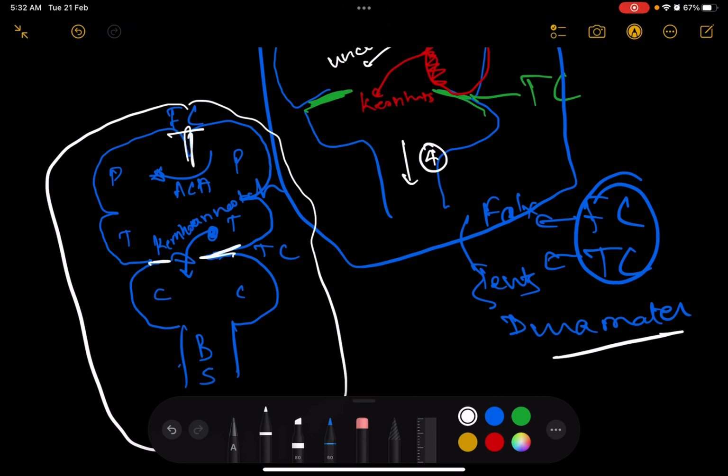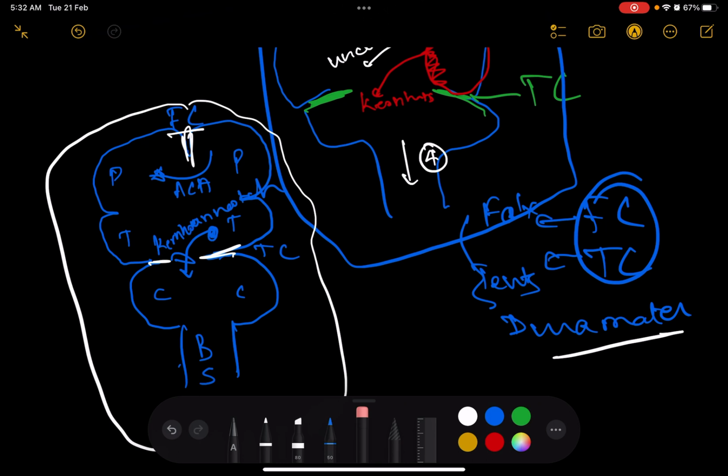Okay. Out here. Now the tentorium cerebri is like a tent that is separating the cerebrum from the cerebellum, and falx cerebri is the dura mater covering that's surrounding the two lobes, the right and the left hemisphere. All right, fine, fair enough.